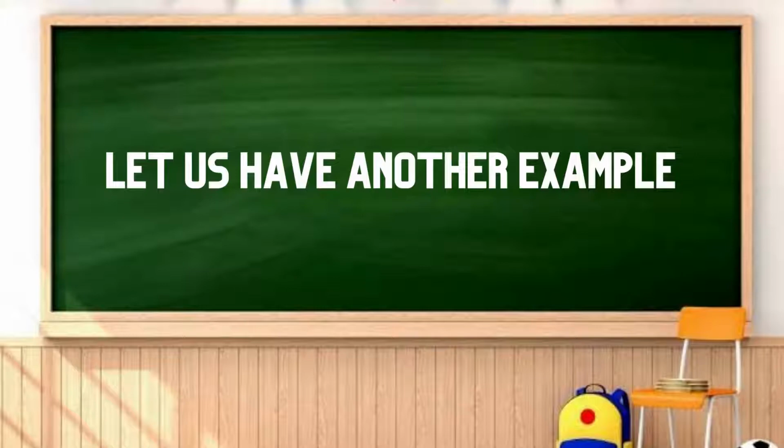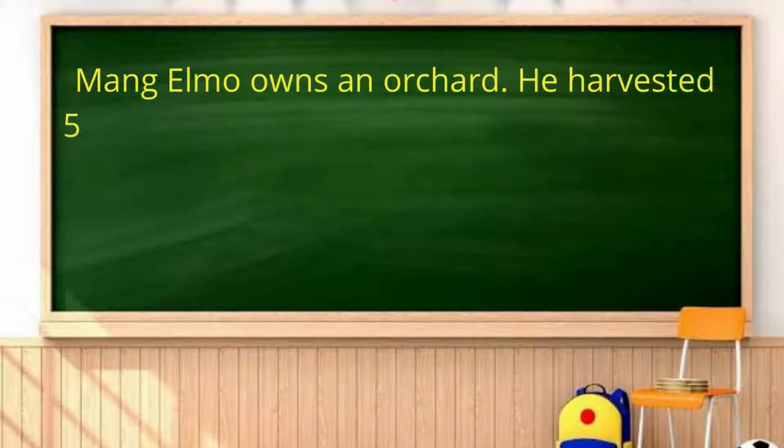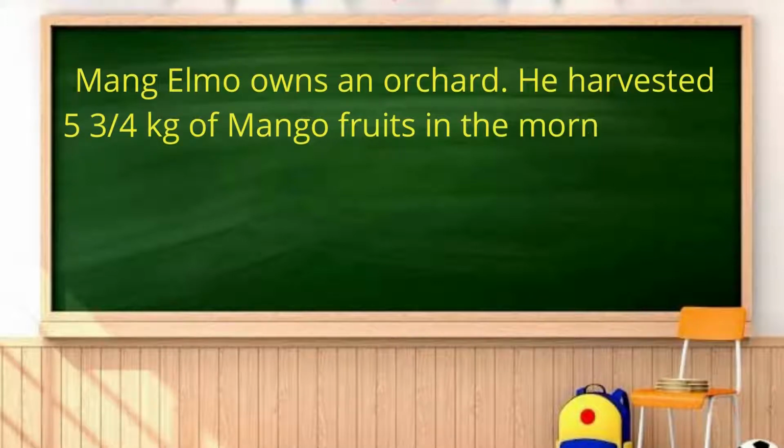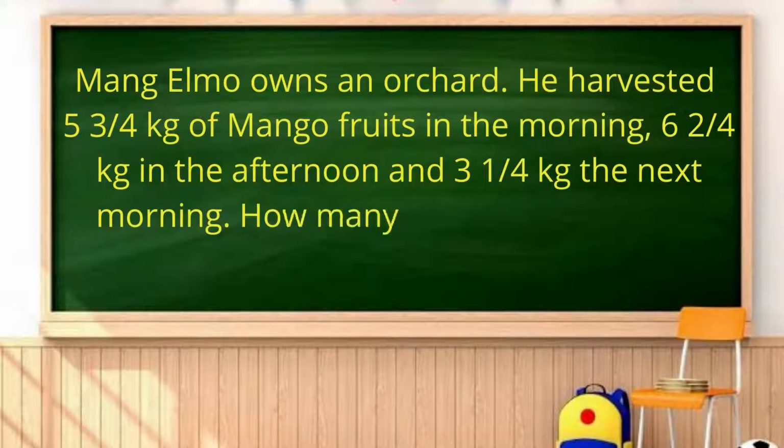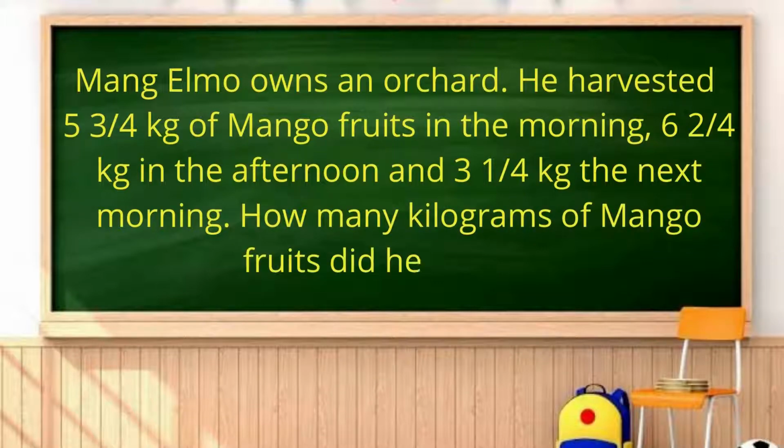Okay, let's find it out. Let us read the problem. Everybody, Mang Elmo owns an orchard. He harvested 5 3/4 kilograms of mango fruits in the morning, 6 2/4 kilograms in the afternoon, and 3 1/4 kilograms the next morning. How many kilograms of mango fruits did he harvest?